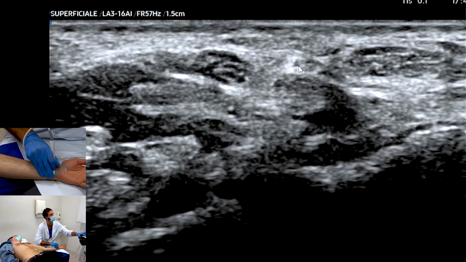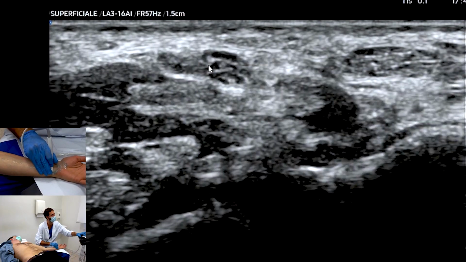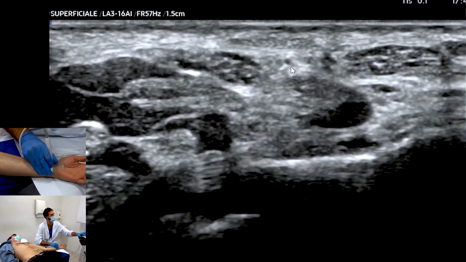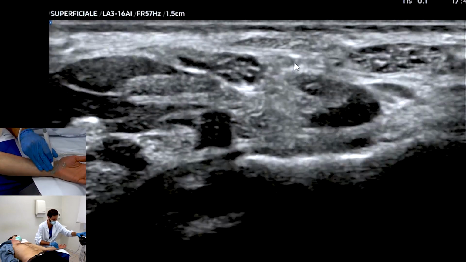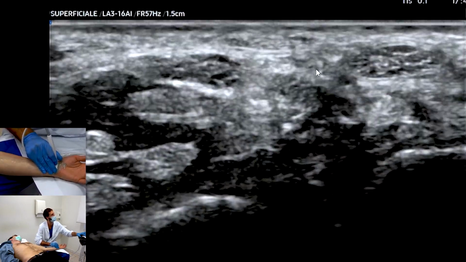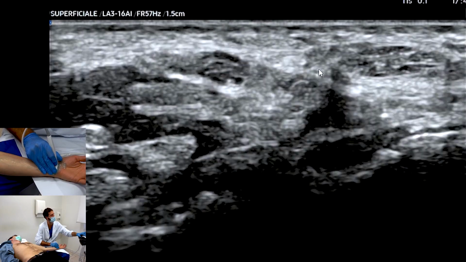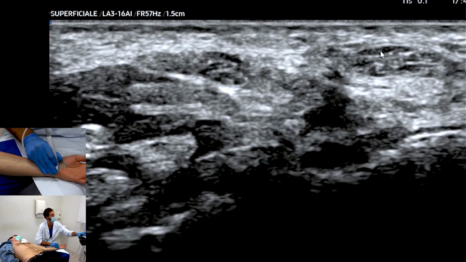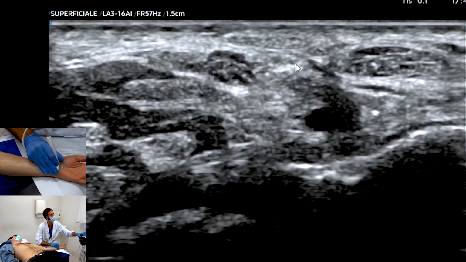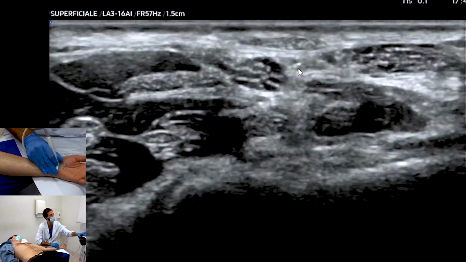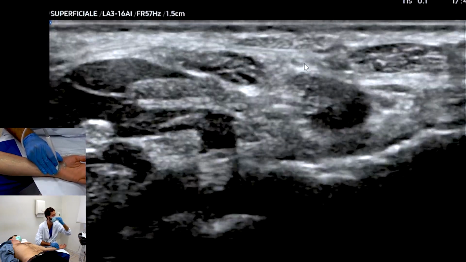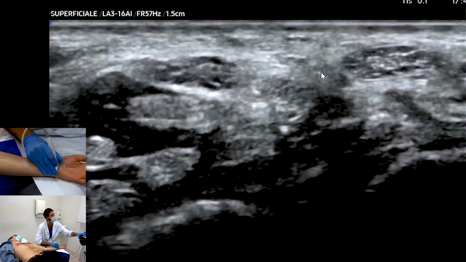and is located just on the radial aspect of the median nerve, in the subcutaneous tissue, and can be recognized on the ulnar aspect of the flexor carpi radialis tendon. This important branch provides sensory innervation to the radial aspect of the palm.